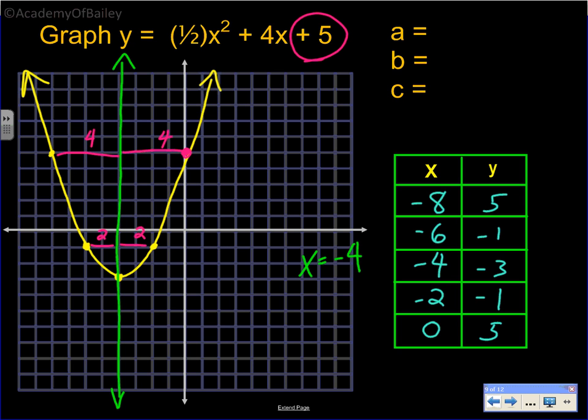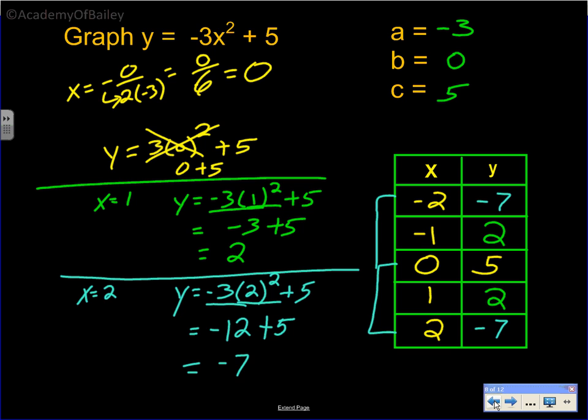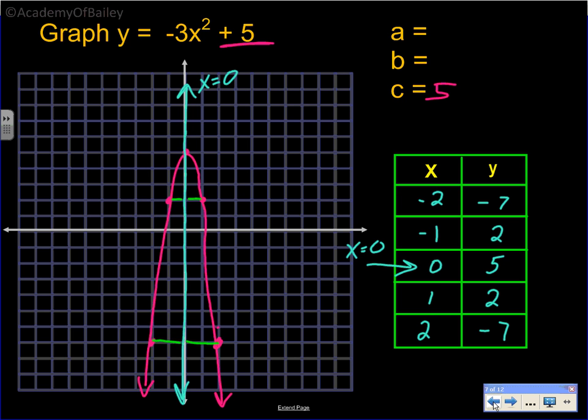Take a real quick look here. You're supposed to notice A is 1/2. Look at the graph. Look how wide the graph is. Now come down here and look at A is -3. Look at how thin the graph is.